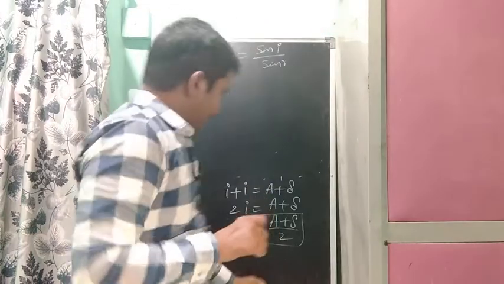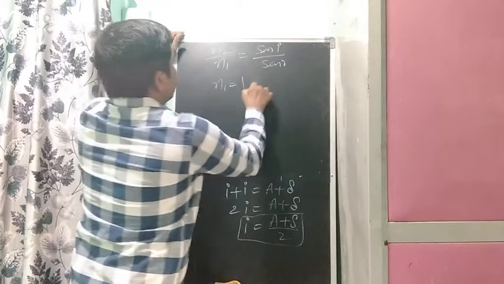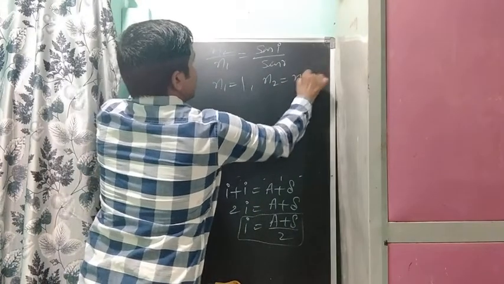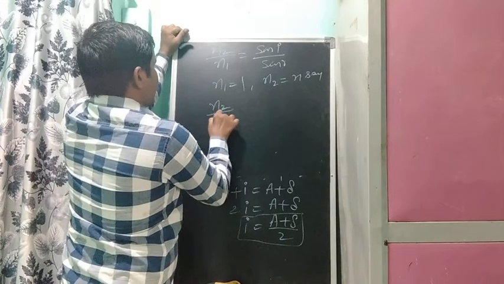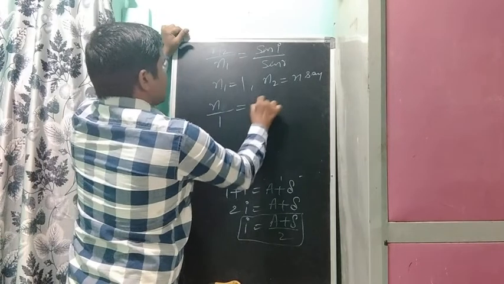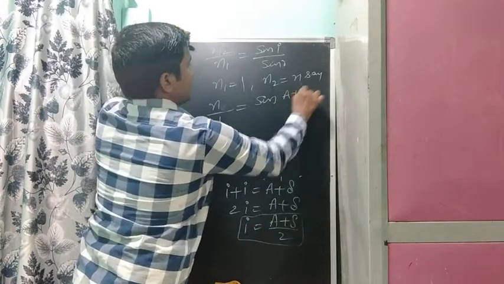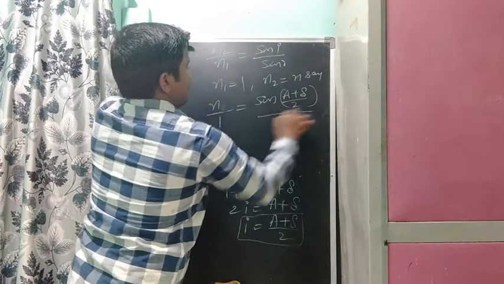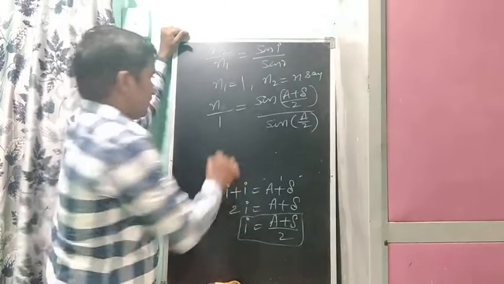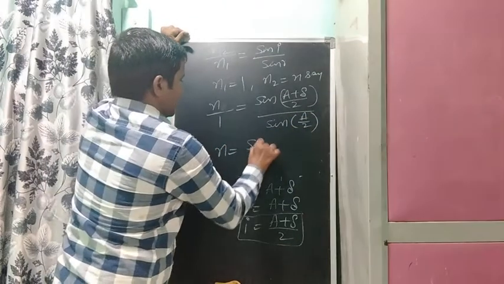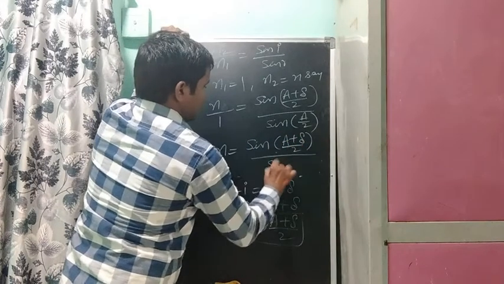We know that the refractive index of air is 1 and the refractive index of the prism is N, say. Then if you substitute these values in this equation, we get N by 1 equal to sin I by sin R. What is I? (A plus delta) by 2. What is R? A by 2. So we can write N equal to sin of (A plus delta) by 2, divided by sin of A by 2.